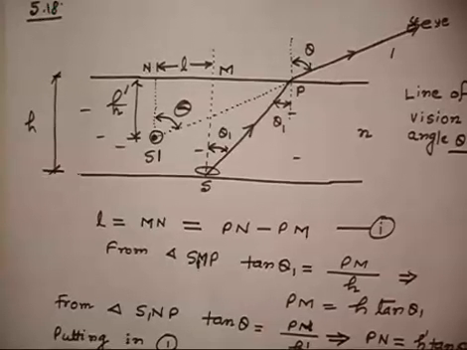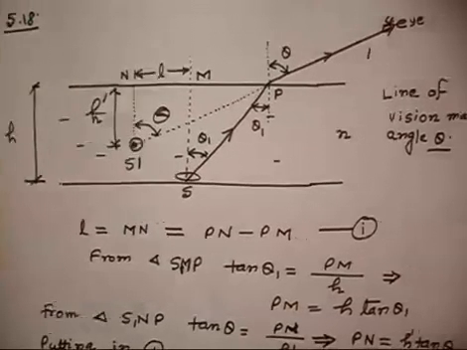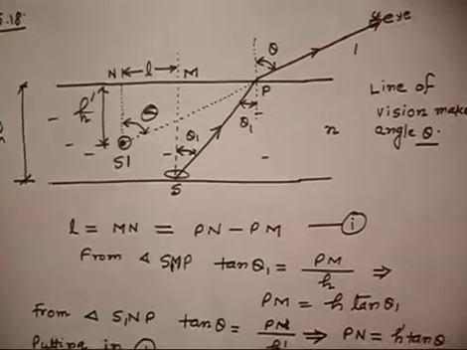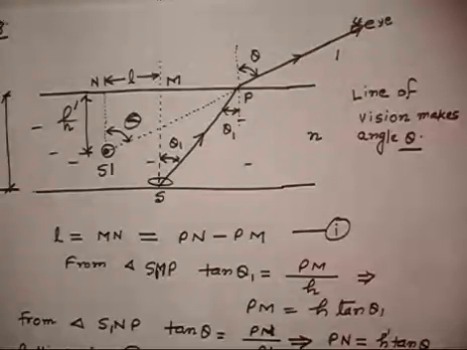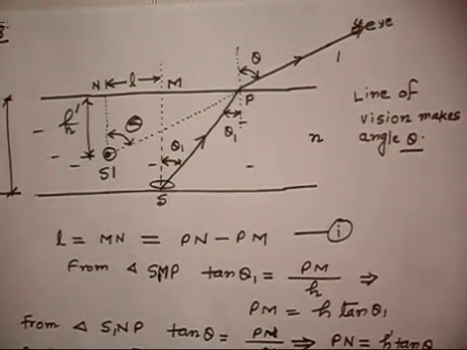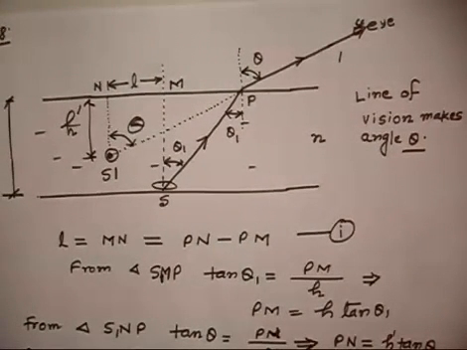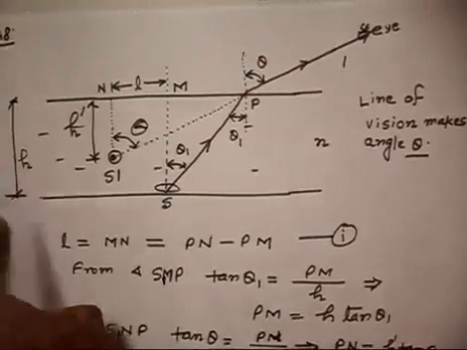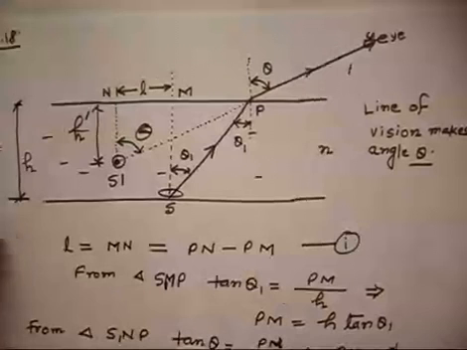Okay, let us discuss problem number 5.18. So first draw this diagram and then we will discuss the problem. This height is h, so I can write it here. So this height is h basically. Now you are able to see, I think.